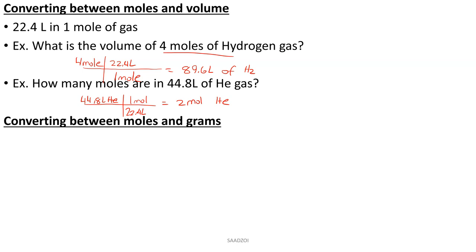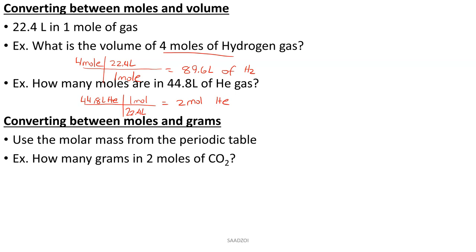What if you want to go between moles and grams? Well, we're going to use the molar mass in the periodic table. So, 2 moles of CO2. So what is the molar mass of CO2? Well, first let's put our given information, make a little T-chart like we usually do.